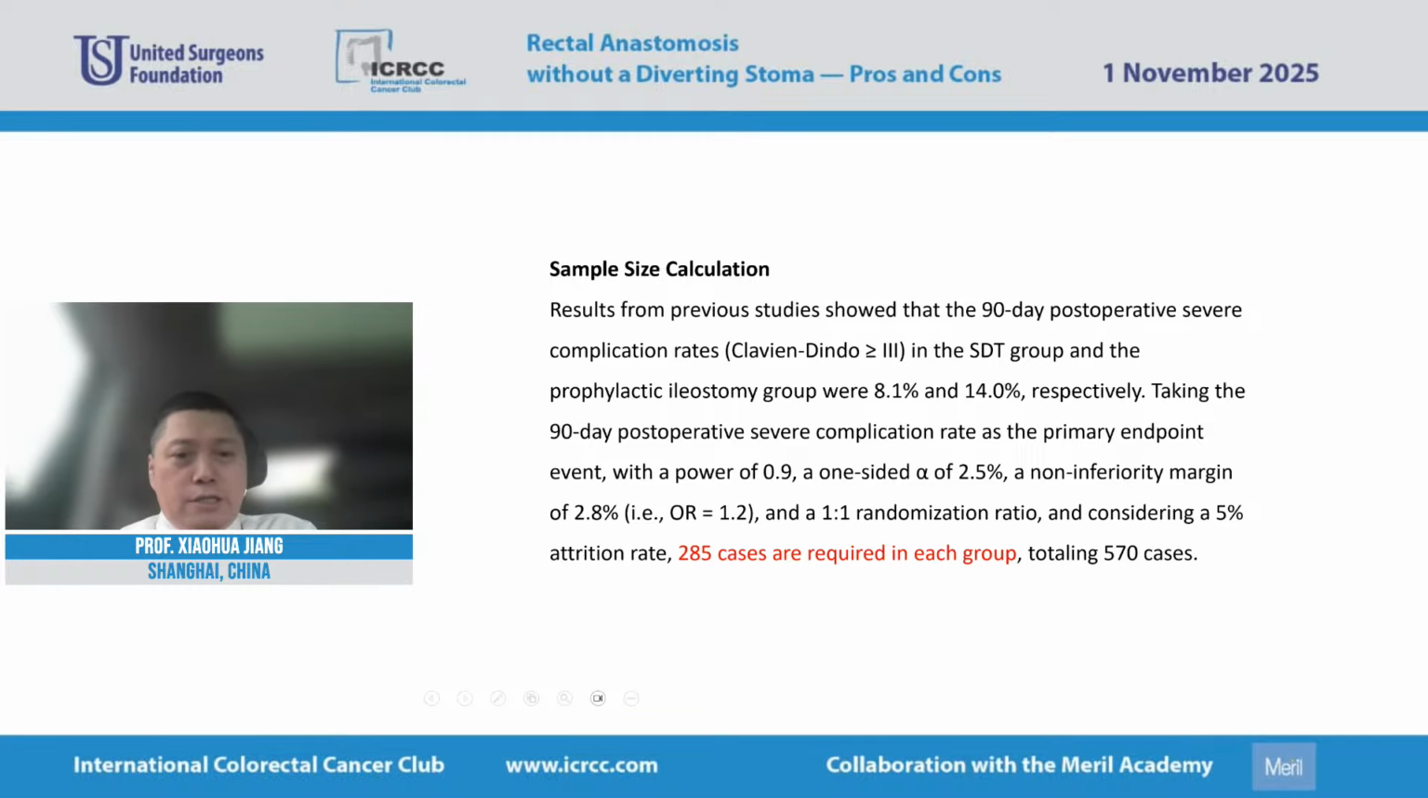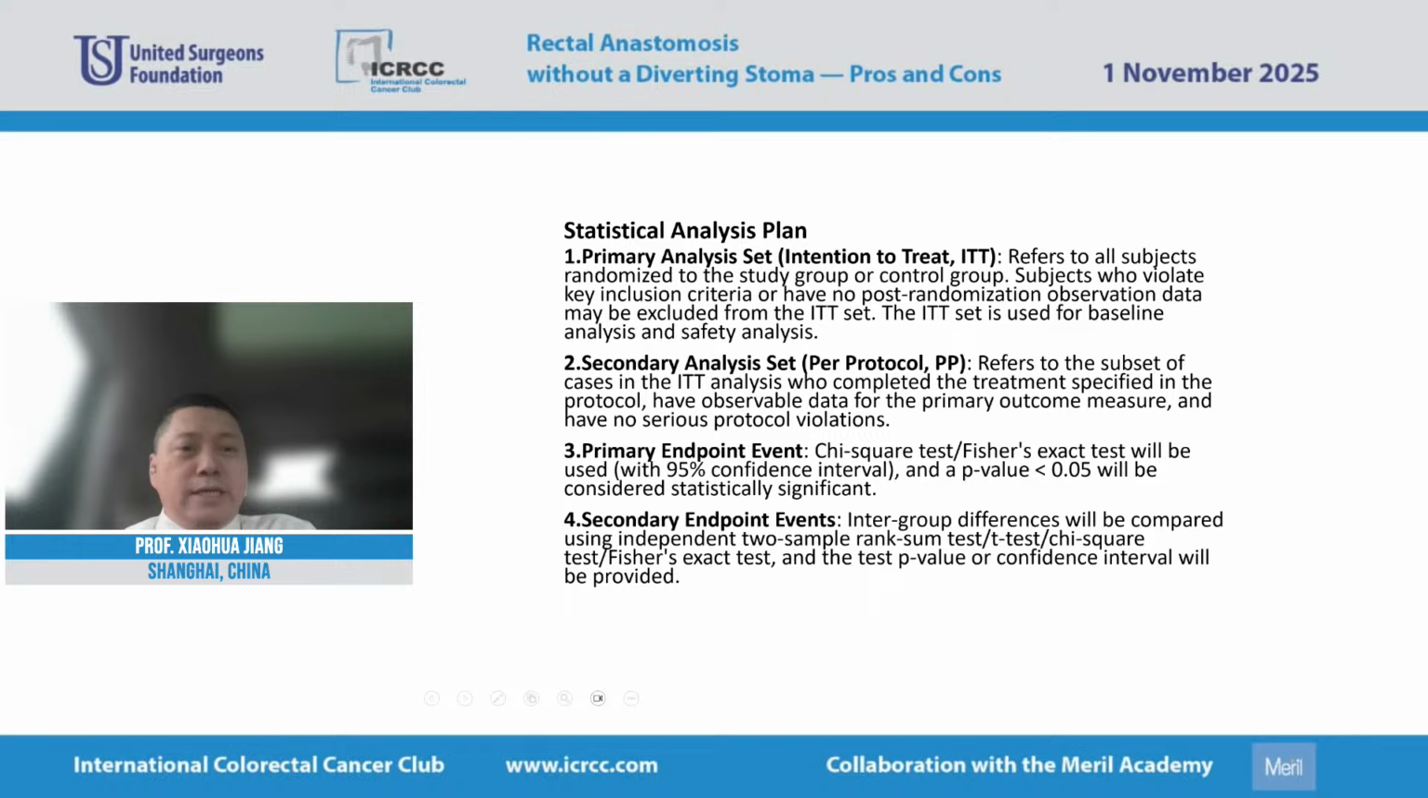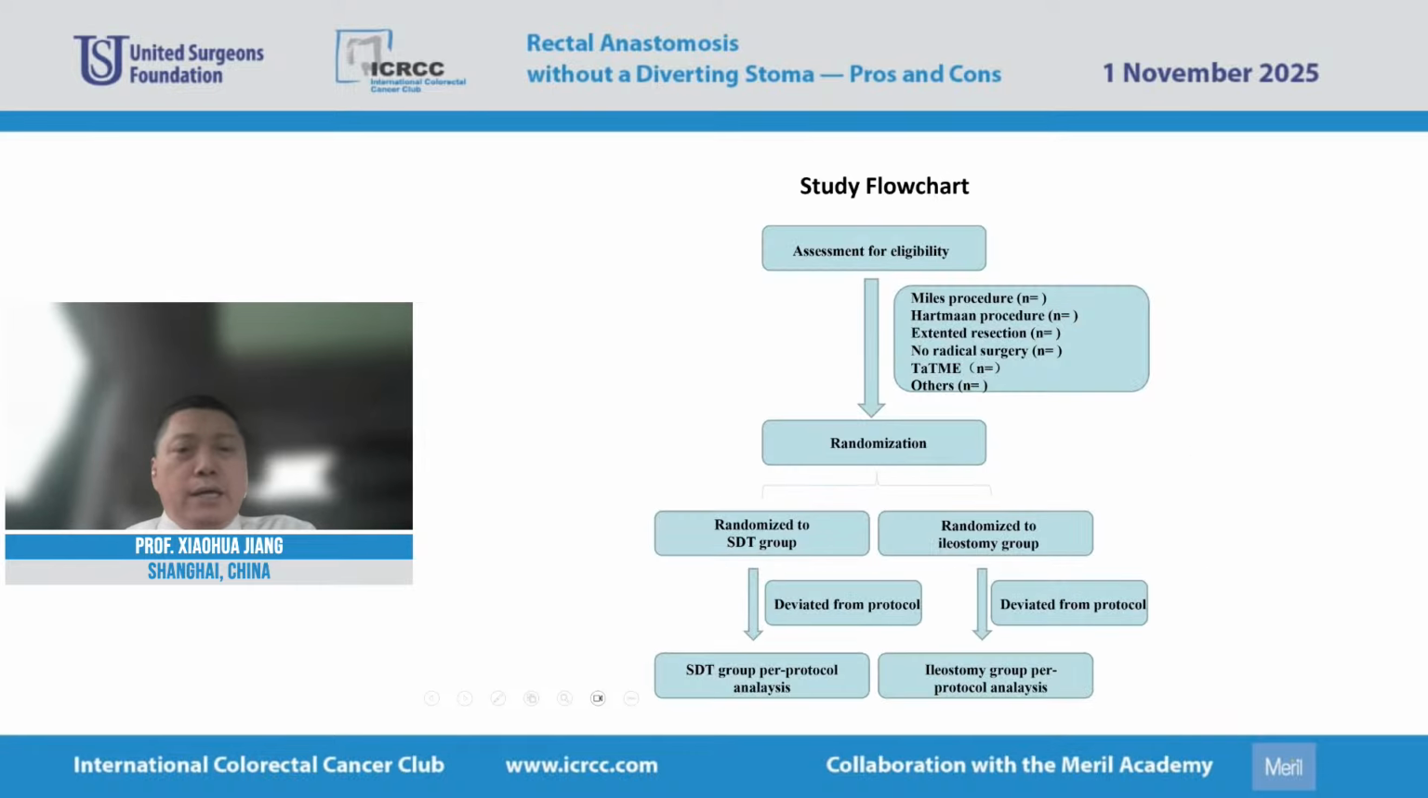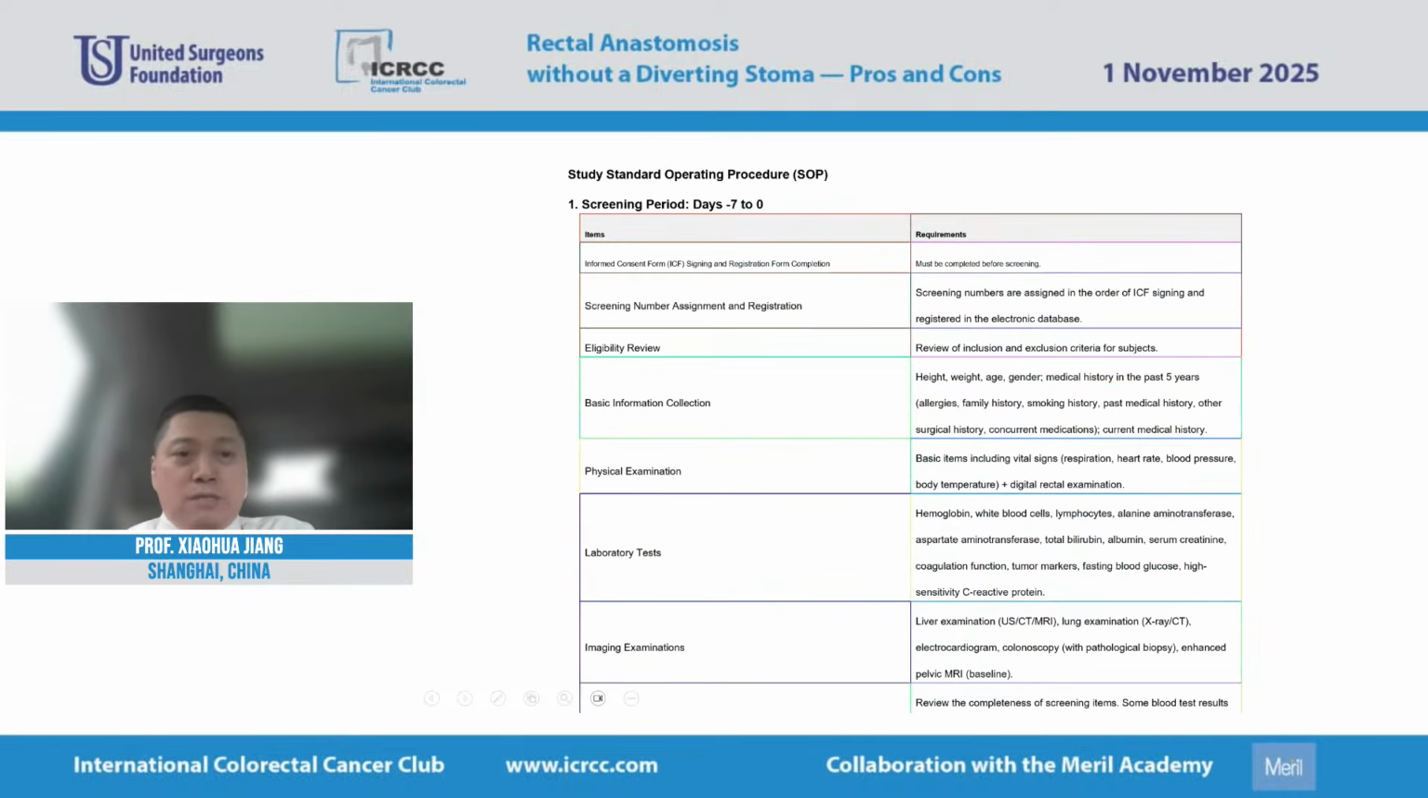calculated, and the 285 patients for each group, and totally 570 patients for this clinical trial. And this is the statistical analysis plan, and this is the study flow chart. So they are randomized into the stent group and the ileostomy group, and then we perform surgery, and then observation.